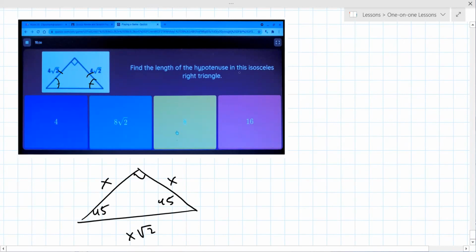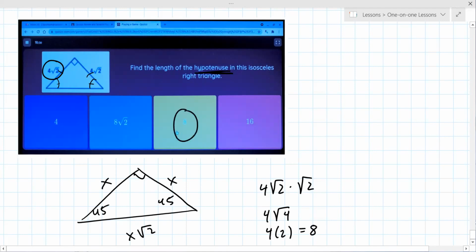So the hypotenuse, which is what it's asking for here, is one of these sides, 4 square root 2, times square root 2, this square root 2 down here. That's 4 times the square root of 4, 4 times 2, which is 8.